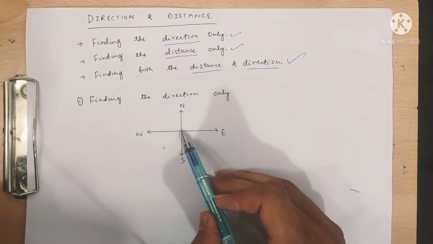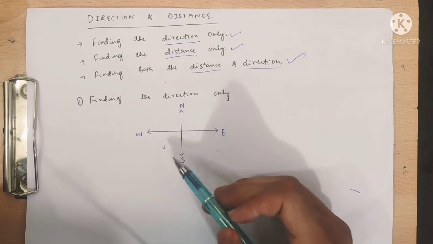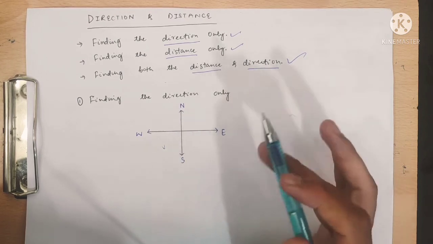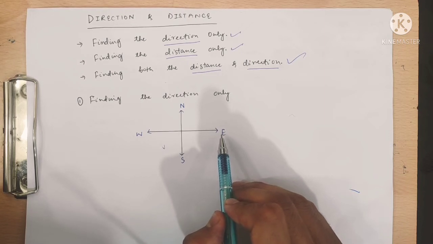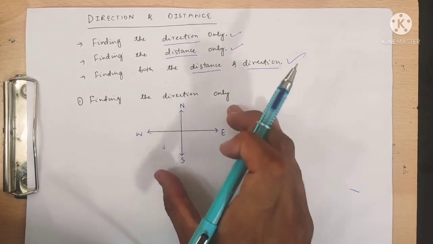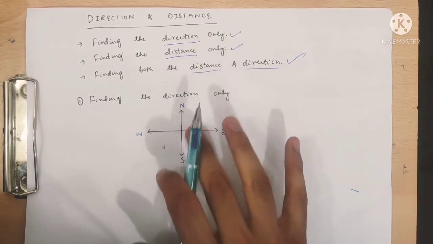So this direction is north, the upper one. The direction that's opposite to north is south. Got it? This direction is east. The direction that's opposite to east is west. So this is the snapshot. Take the snapshot, remember this pattern: north, south, east, west.